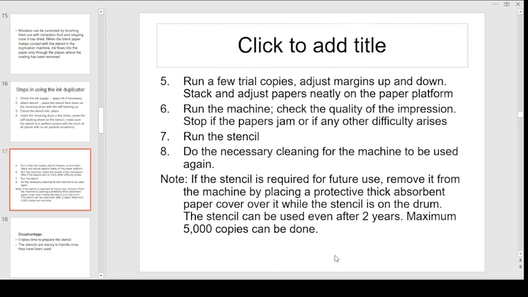7. Run the stencil. Do the necessary cleaning for the machine to be used again. Note that if the stencil is required for future use, remove it from the machine by placing a protective thick absorbent paper cover over it while the stencil is on the drum. The stencil can be used even up to 2 years. Maximum copies that can be done are 5,000.